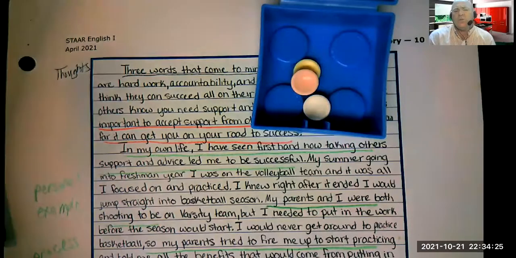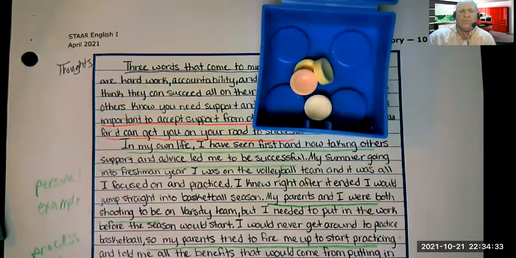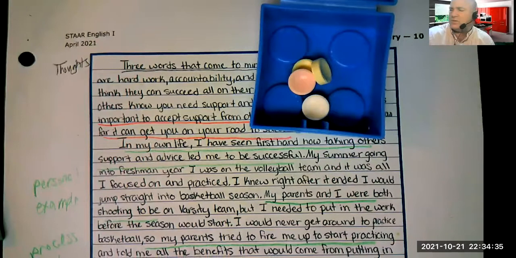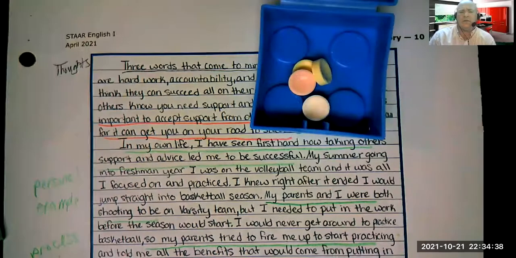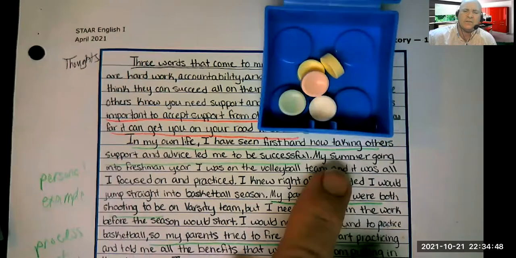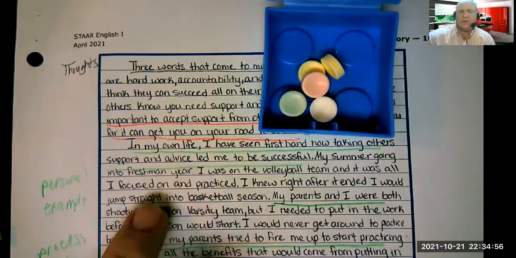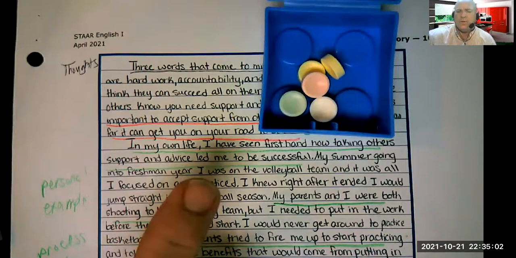So now we're going to GPS, get pretty specific. My summer going into freshman year, I was on the volleyball team, and it was all I focused on and practiced. Sentence. Okay. Anything that I feel is important here? I don't need to capitalize summer. That S looks a little bit big. Don't capitalize any of the seasons except for the name of the hotel. Okay. Was all I focused on and practiced. So that's going to be our example, her personal example.